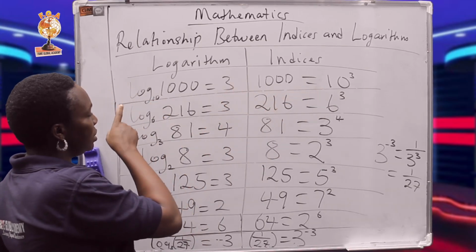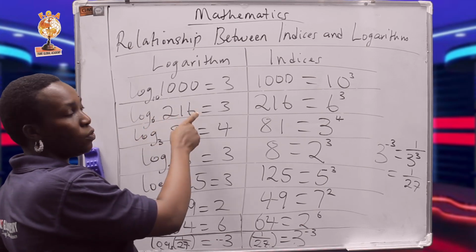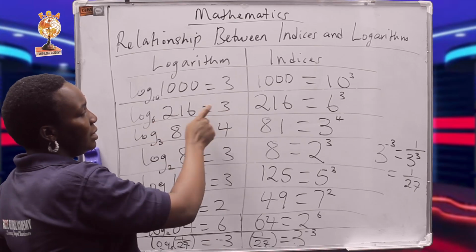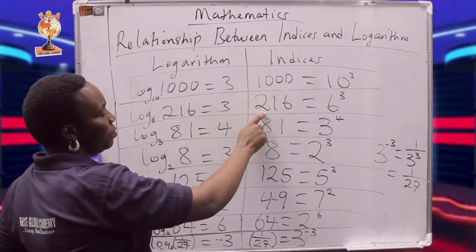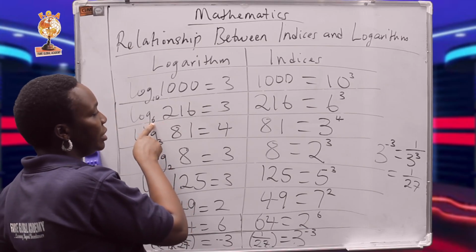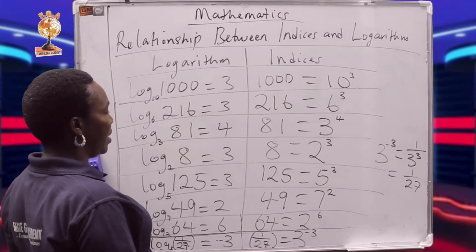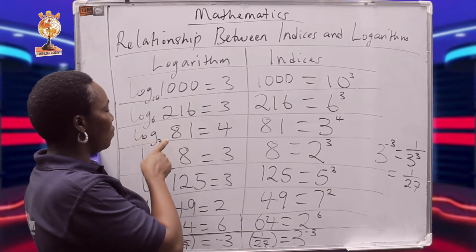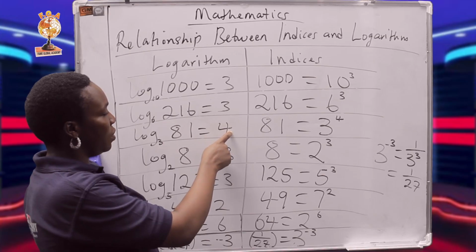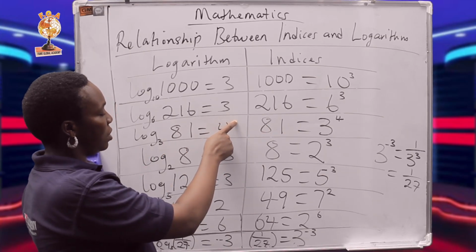Number 2 is log 216 base 6 equals 3. So the answer in index form will be what? 216 will be equal to the base, which is 6, raised to the power of 3, which is the answer. And that's what we have there. Then log 81 base 3 equals 4 means that 81 will be equal to 3 raised to the power of 4.